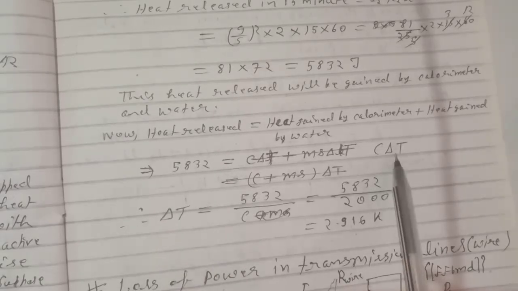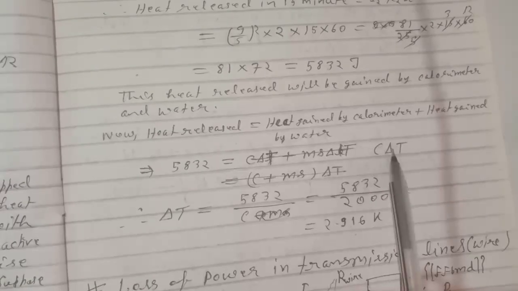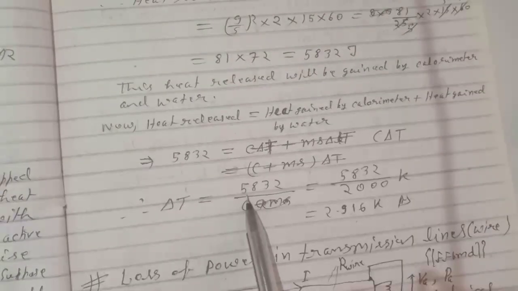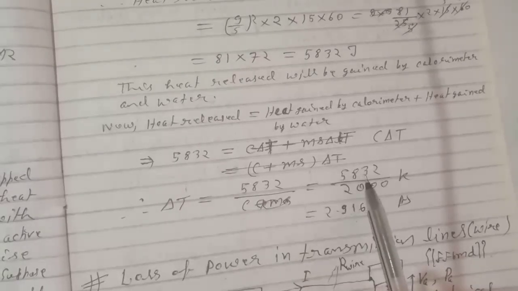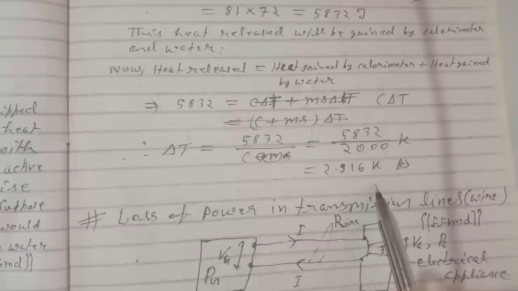C into delta T. It is given C into delta T. Hence delta T equals 58 132 by C, equal to 58 132 by 2000 Kelvin, equal to 2.916 Kelvin. Answer.